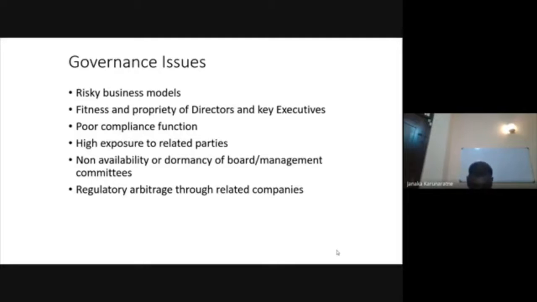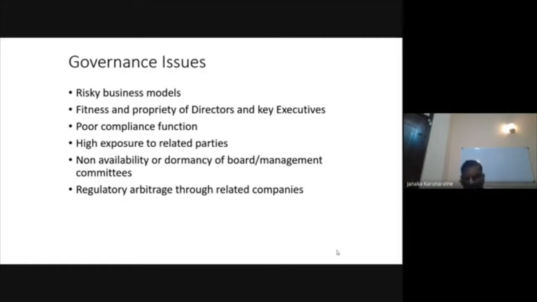Okay, so let's look at a few matters related to governance issues. These are the experiences we gain from real governance-related failures. If you analyze the governance-related failures around the world, you see these are some of the issues which have led to the failures of those institutions, or probable failures.